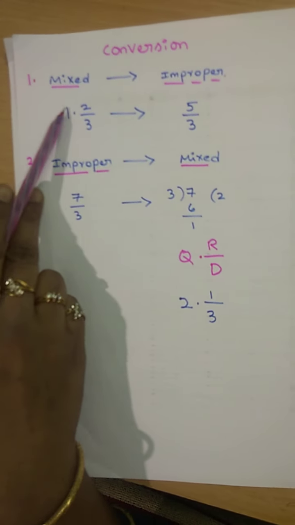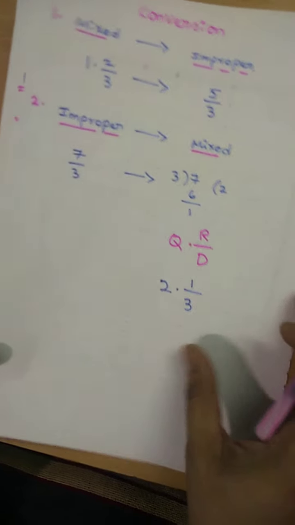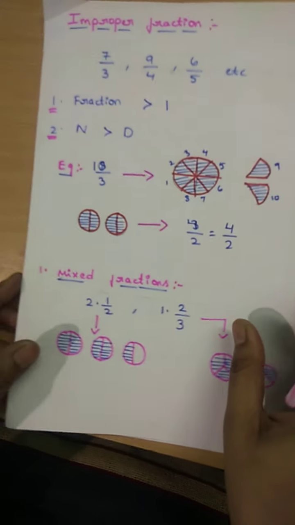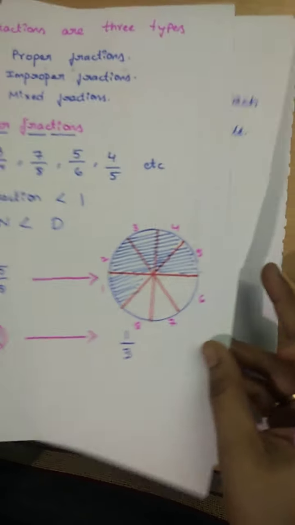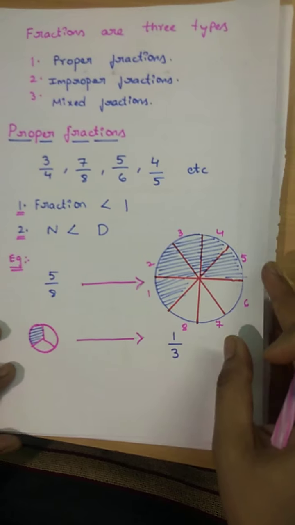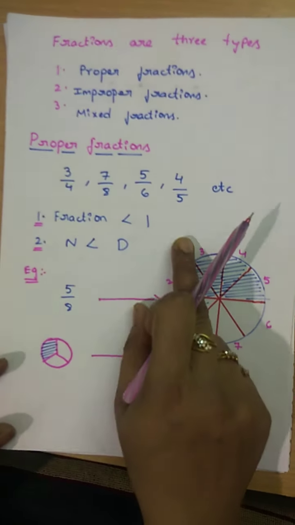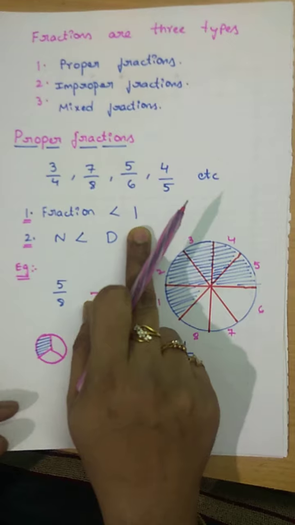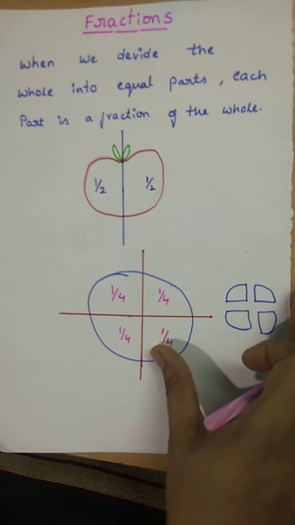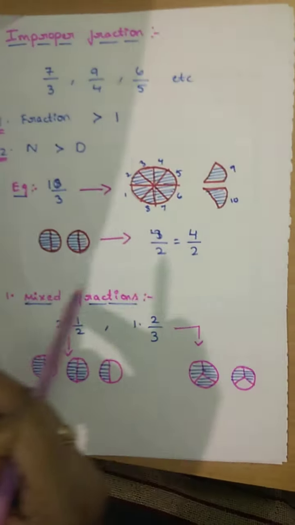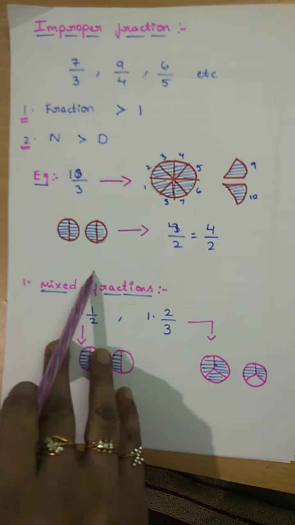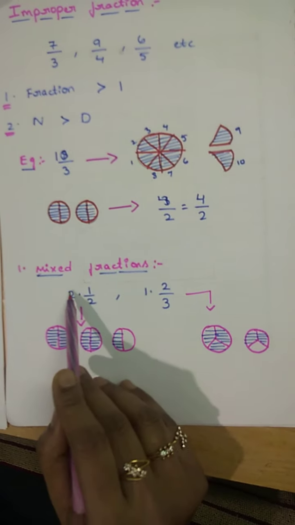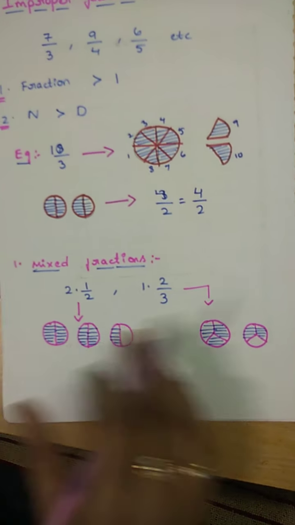So in this class I have explained fractions. There are 3 types of fractions: proper, improper and mixed fractions. For proper fractions, the value should be less than 1 and the numerator less than the denominator. For improper fractions, the value should be greater than 1 and the numerator greater than the denominator. A mixed fraction is a combination of an integer and a proper fraction. Three concepts I have explained.